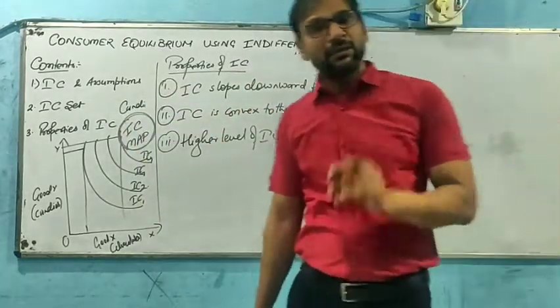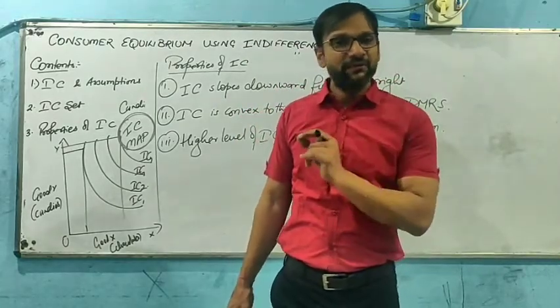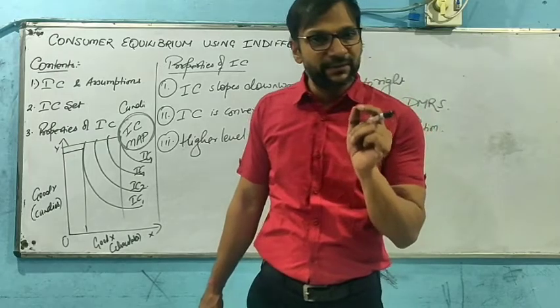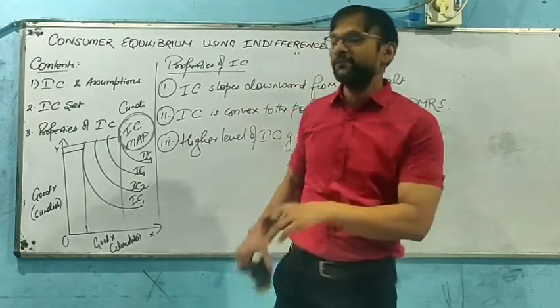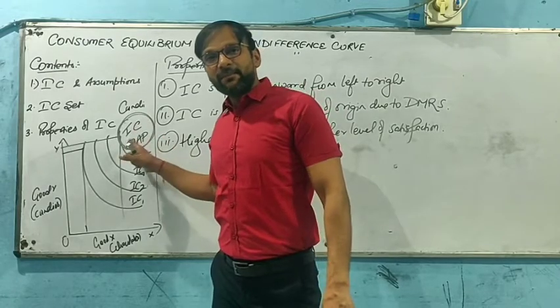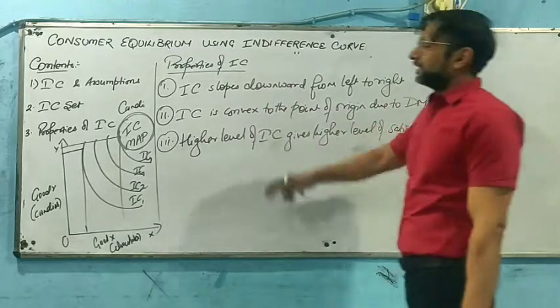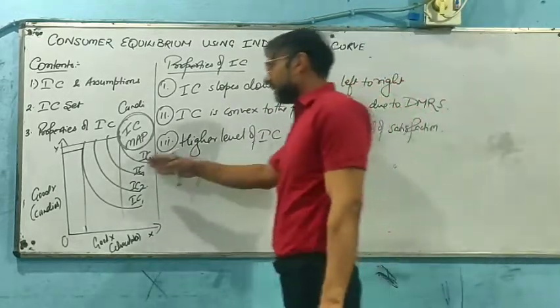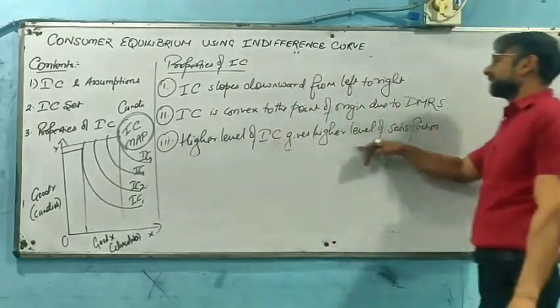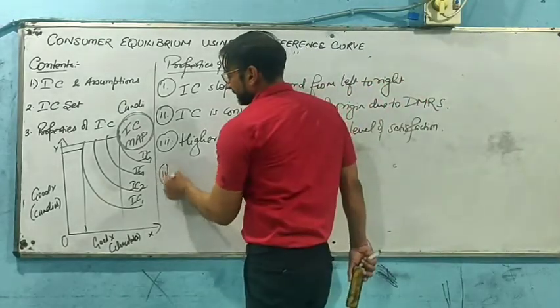I repeat once again, more than one IC, or we can say more than one indifference curve on a single graph is known as indifference map, or indifference curve map. Okay, and this is the indifference curve map that indicates higher level of IC gives higher level of satisfaction.